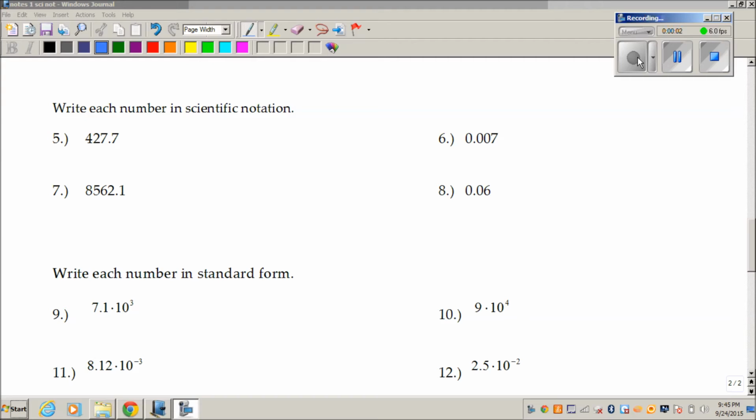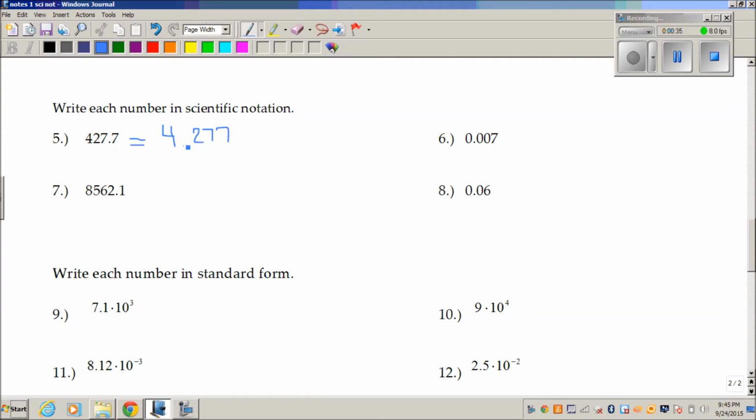Now let's turn to page 2, and let's practice writing these numbers in scientific notation. I'll do number 5 and 6 with you. So in number 5, I have 427.7. Now, when I rewrite a number in scientific notation, the decimal has to come right after the first non-zero digit. So I'm going to put the decimal right after the 4. So this is 4.277.